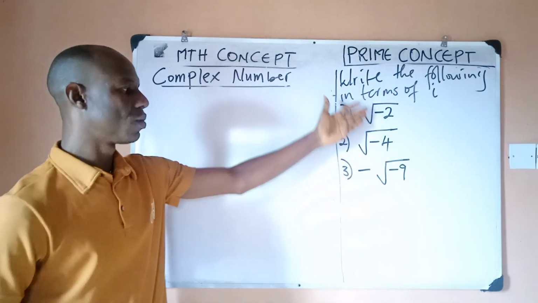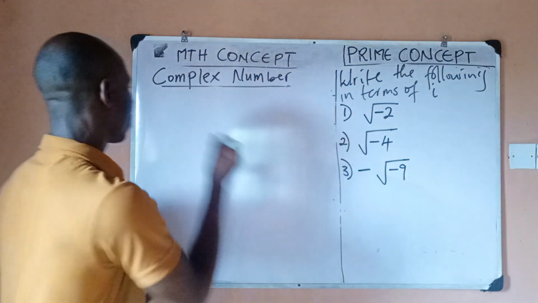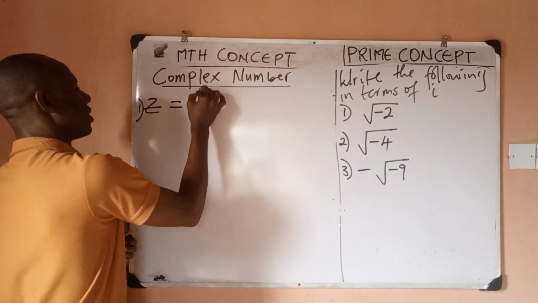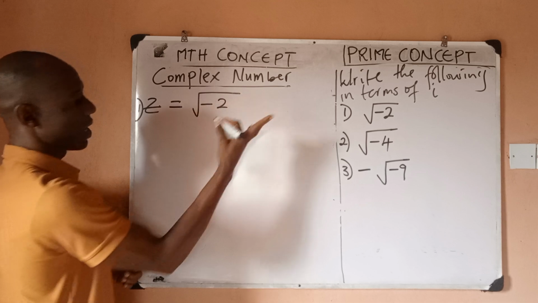So let's see how we can reduce this to a complex number in terms of what? i. So I'll call the first one z equals the square root of minus 2. This is what we have there.